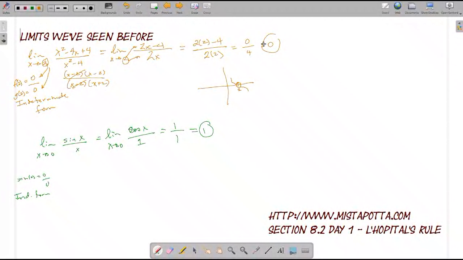So we have these techniques, this algebraic application or this graphical application to try and solve limits. But now we've got another tool in our belt, this idea of L'Hopital's rule. If the limit doesn't exist, then we're going to look at the ratio of the derivatives and try and evaluate that limit. So I want to go through a couple more examples of this.